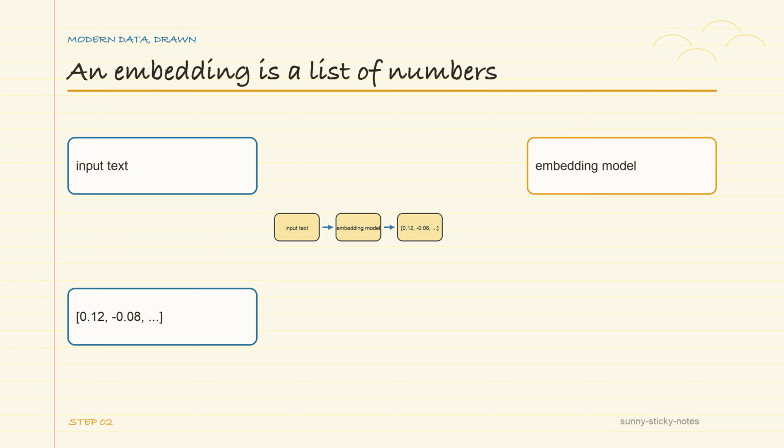With the previous step in place, the next piece becomes easier to see. An embedding model turns text into a vector, a list of floating point numbers. Those numbers place the text at a location in a high-dimensional space. Here is the simple picture to keep in mind. Read the drawing from one idea to the next. Input text, then embedding model, then 0.12, minus 0.08.